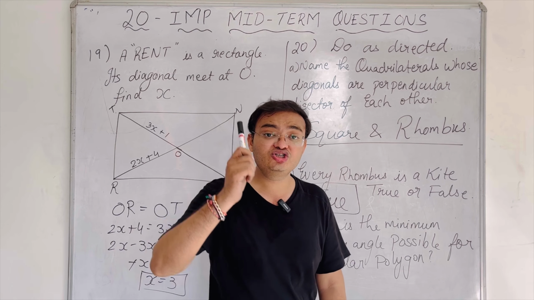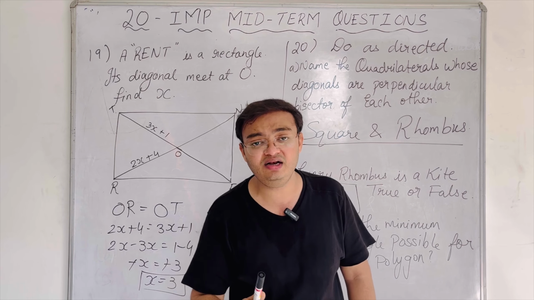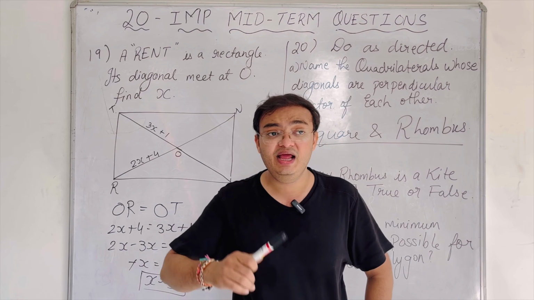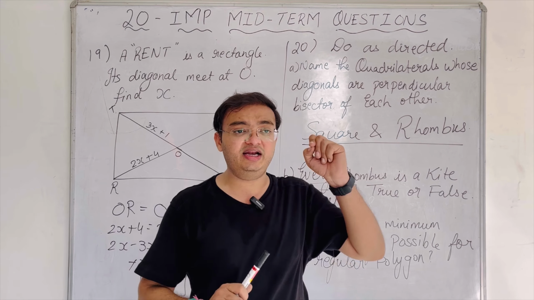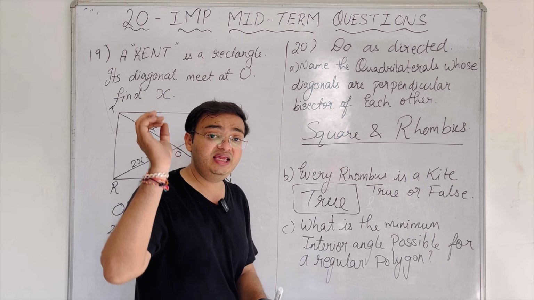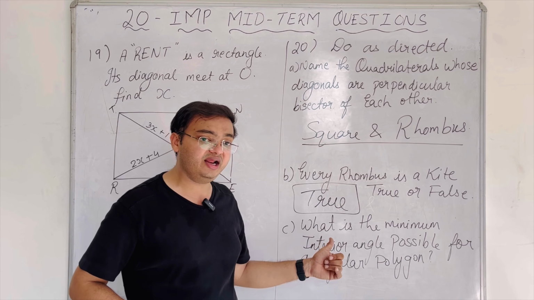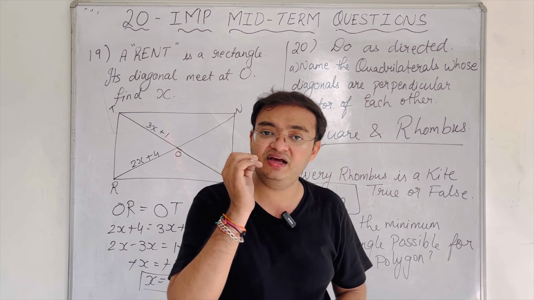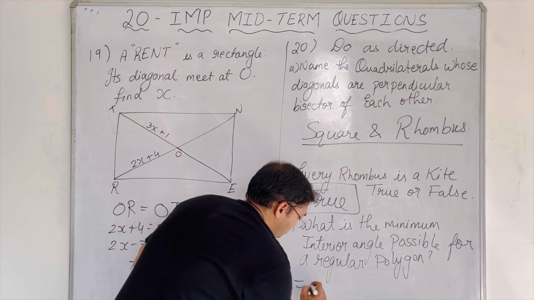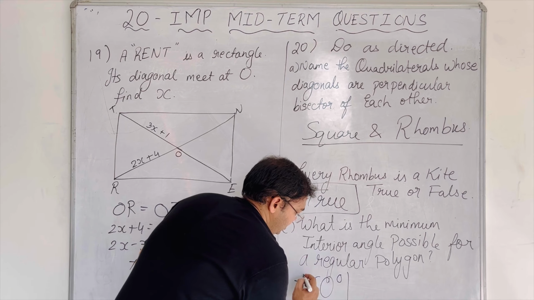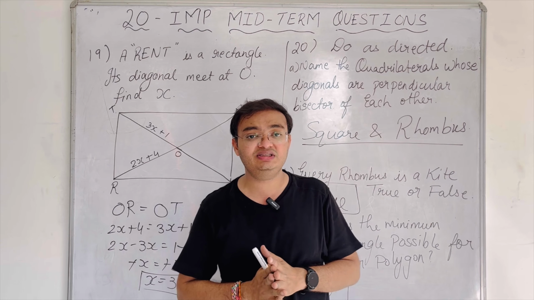Regular triangle means the triangle should have equal sides, which is called equilateral, and also equal angles, which is called equiangular. So we need a triangle which is equiangular and equilateral, and that type of triangle is the equilateral triangle. In that equilateral triangle, the measure of each interior angle is 60 degrees. So your answer here is also 60 degrees. I hope you understood how to find the answer to this type of question.